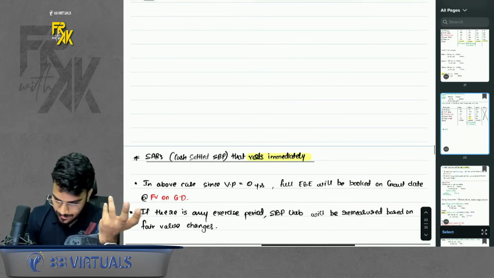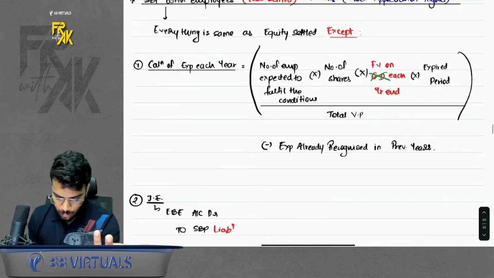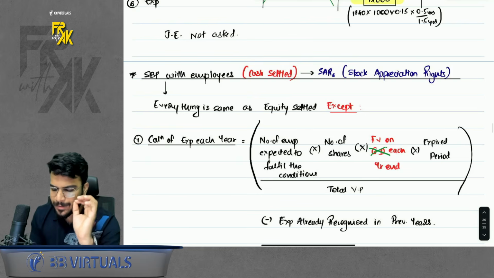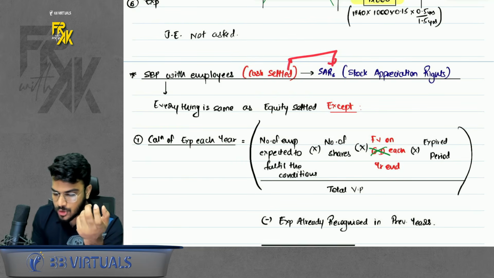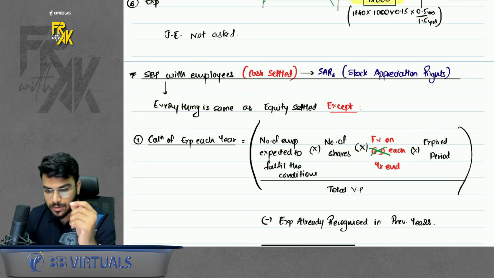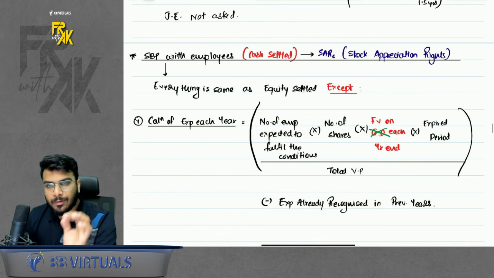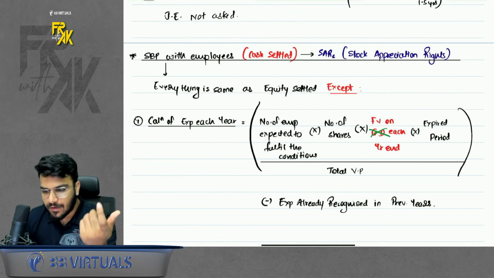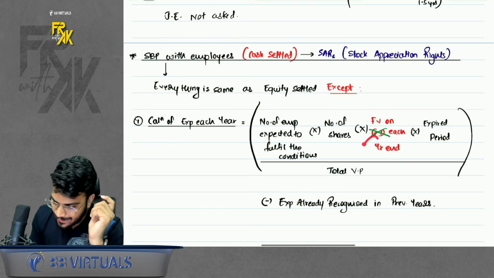Okay, cash settled. Now how to do this? How to account for this? So it is very simple. The accounting is the same as equity settled. These are also known as SARs, stock appreciation rights. The accounting is the same as equity settled, except that whenever you calculate expense, in case of equity, we used to take fair value on grant date. In case of cash, we will take the fair value on each year end.